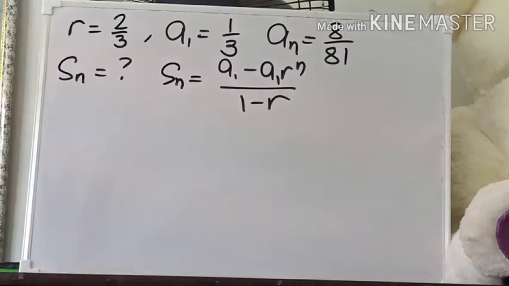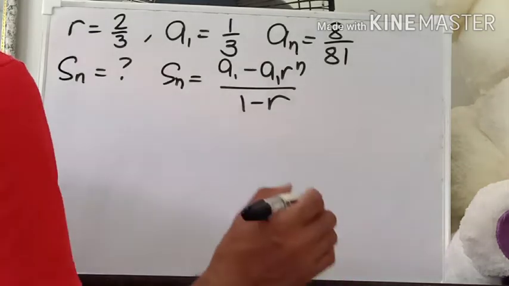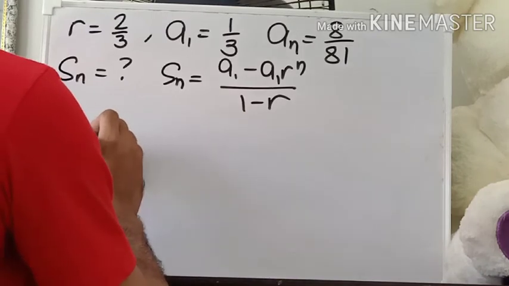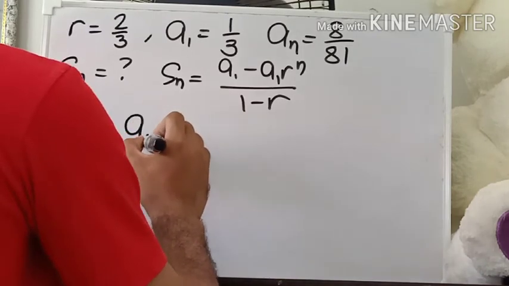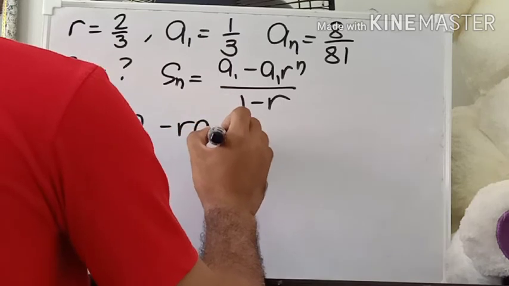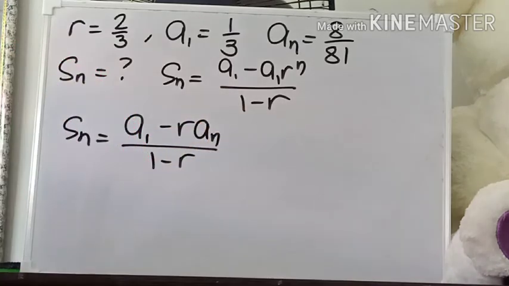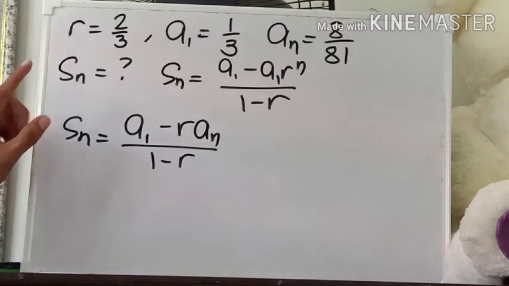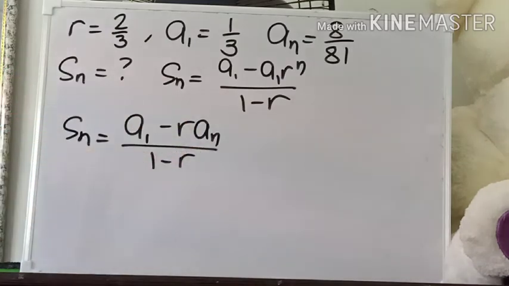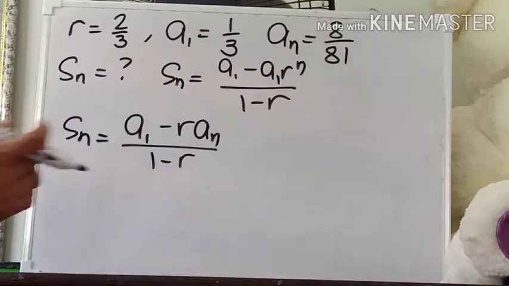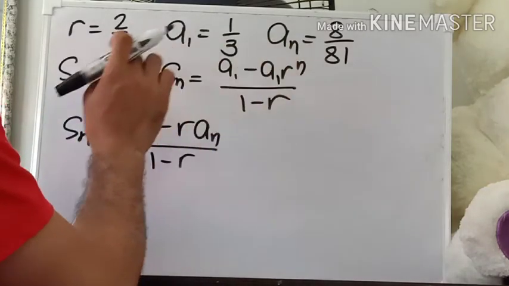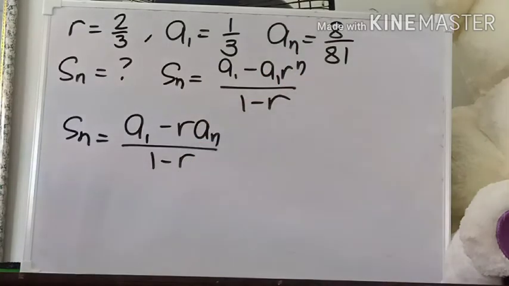However, there is another formula that we could use if the last term is given. The first and the last terms of a geometric sequence or series are given, as well as a common ratio. The other formula is S sub n equals a sub 1 minus r times a sub n over 1 minus r. So we can make use of this if the first and the last terms as well as the common ratio are given. As in this case, I guess it's not ideal for us to use the first formula because we will be solving first for the number of terms, for how many terms are there in this sequence.